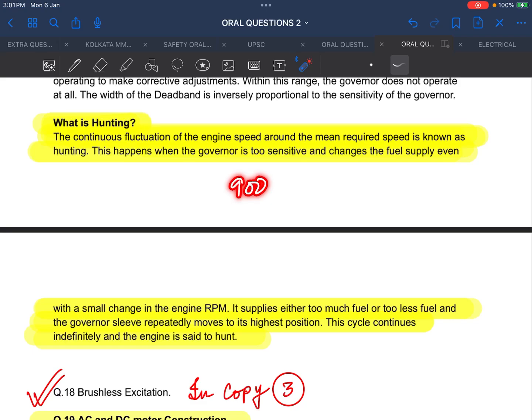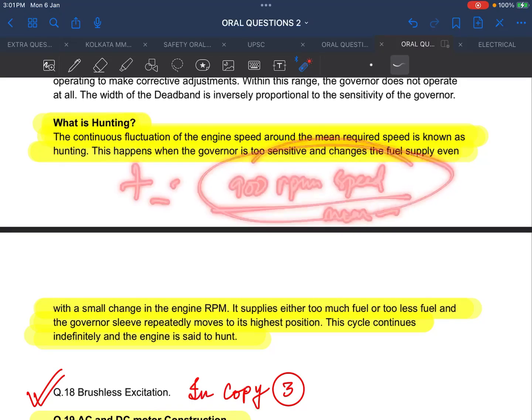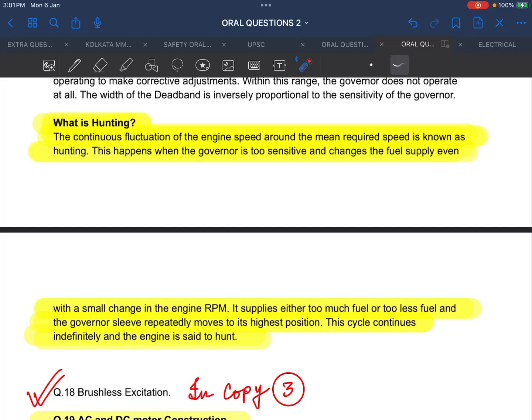let's suppose you need 900 rpm speed from the generator, this is your mean speed. If there is any variation from this mean speed, up and down, plus minus, and the engine speed changes continuously, that is basically known as hunting.